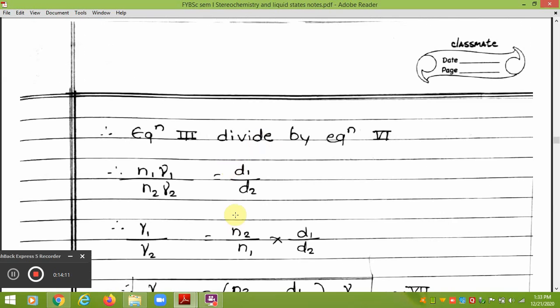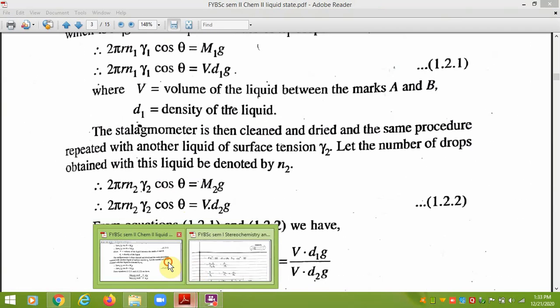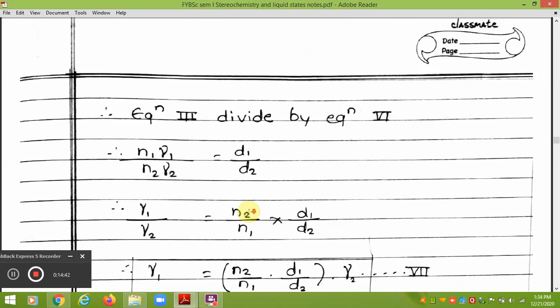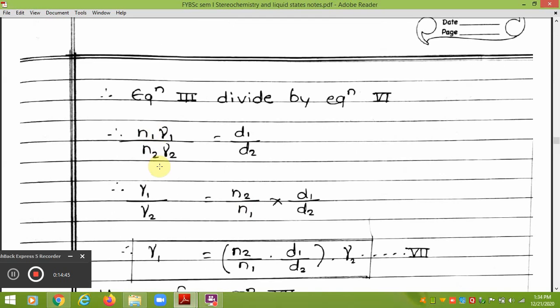And if we divide these two equations, all the terms cancel except N1 upon N2 into gamma 1 upon gamma 2 is equal to d1 upon d2, because 2 pi gets cancelled. Here r1 and r2 are the radius of the capillary, and as the capillary and stalagmometer are the same, r1 and r2 will also be the same. So cos theta gets cancelled, and the volume is fixed and acceleration due to gravity is also fixed. That is why finally we get N1 upon N2 into gamma 1 upon gamma 2 is equal to d1 upon d2.